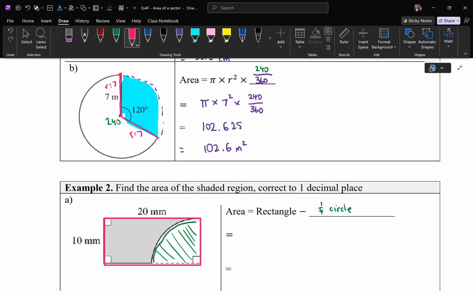And again, why do you know it's a quarter? Because this box here means 90 degrees. And you want 90 out of 360. 90 out of 360 is 1/4. Okay? Let's work it out.